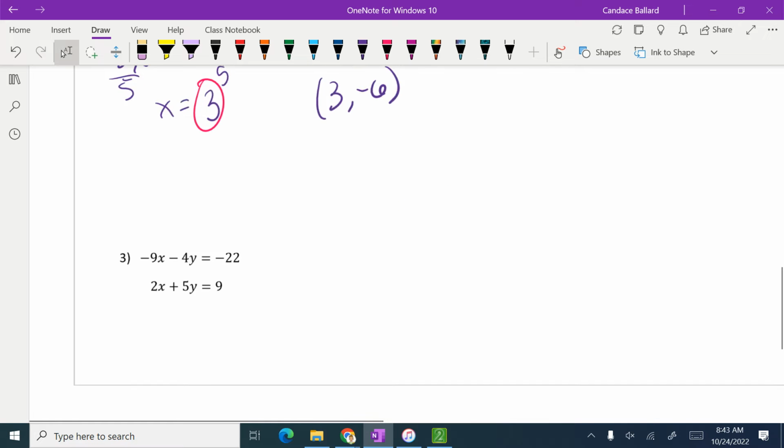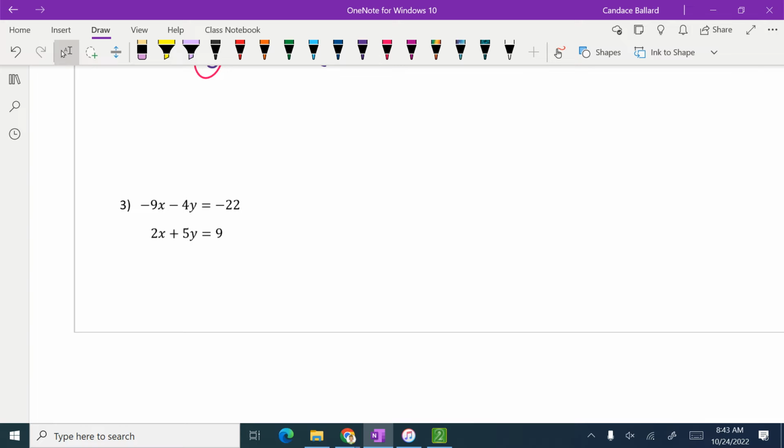So this last one here, and it's really low to the bottom of the page. I'm sorry. It's okay. We're going to go to the left mostly.